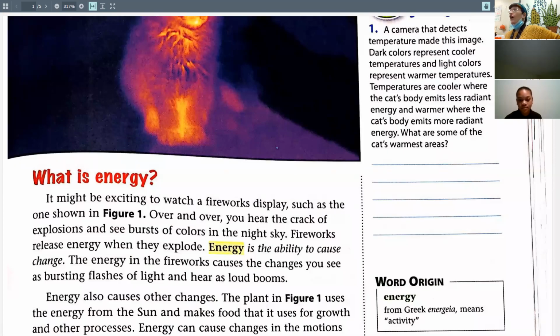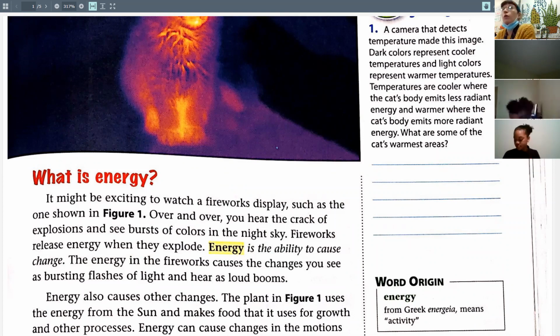So we are starting our Unit 4 on energy, forces, and motion, and we're in our textbook on page 249, reading to page 253. So we're going to start by learning about what energy is.